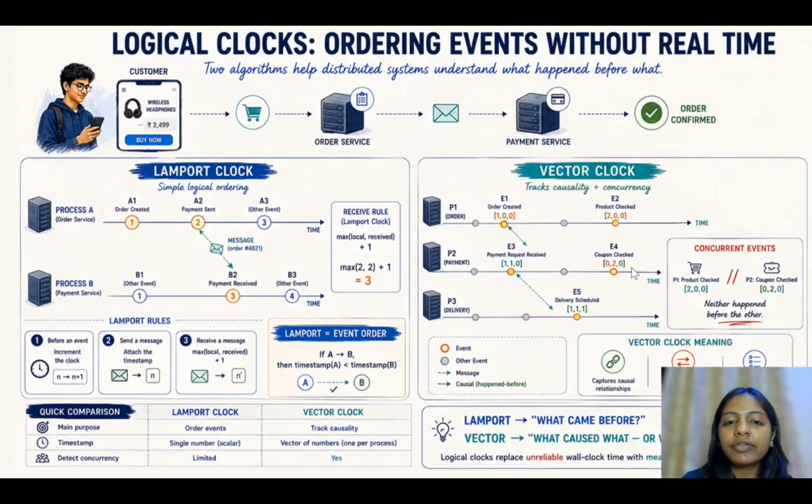Now let's look at vector clock. Instead of using a single number, it maintains a vector of numbers representing the state of multiple processes. This gives us information about the relationship between events. Most importantly, vector clock can help identify concurrent events where neither one happened before the other. So we can remember Lamport is what comes before and vector is what caused what, or where the events are concurrent.